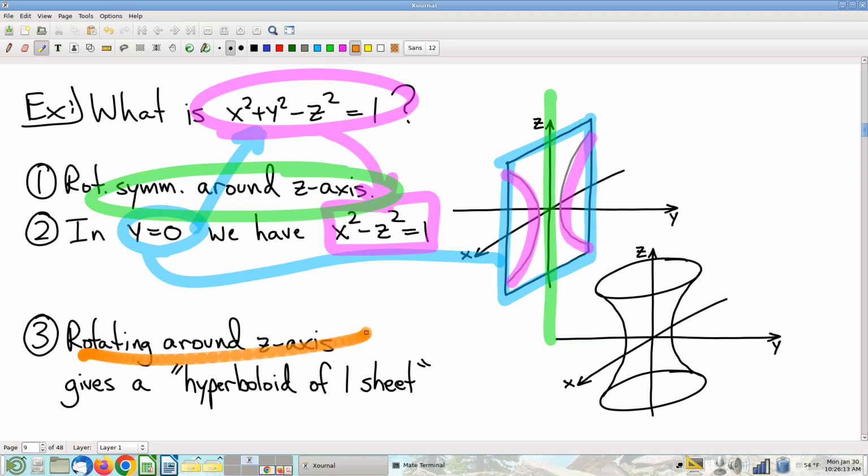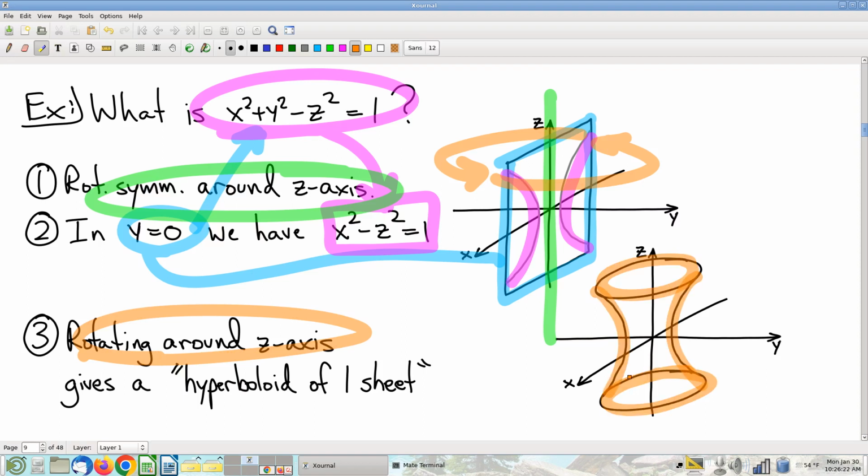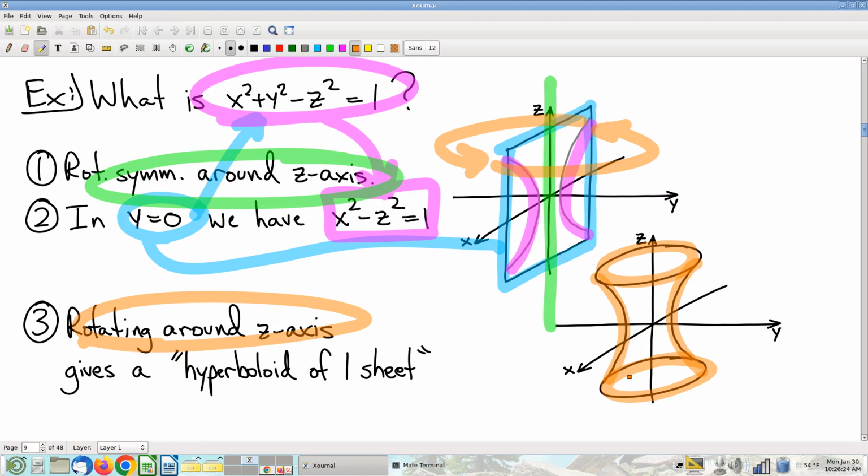Let me do it like this. Rotating around the z-axis produces this shape right here that I've drawn a rough sketch of there. How we doing? Everybody on board?